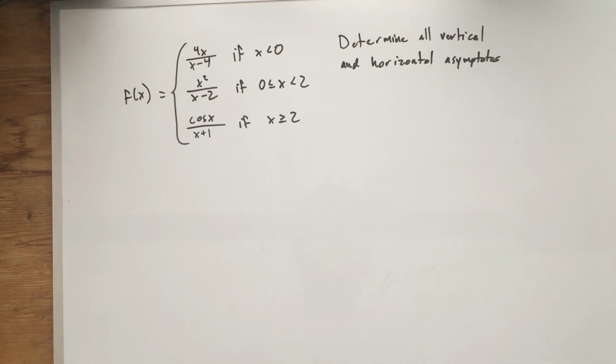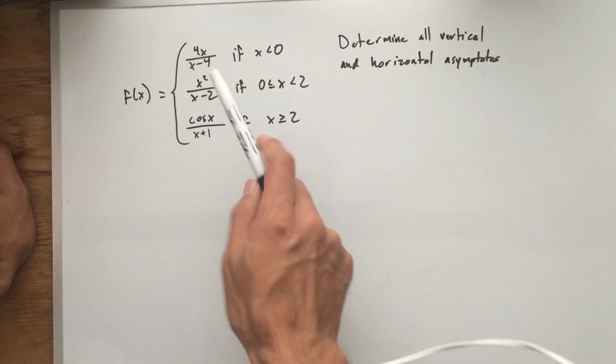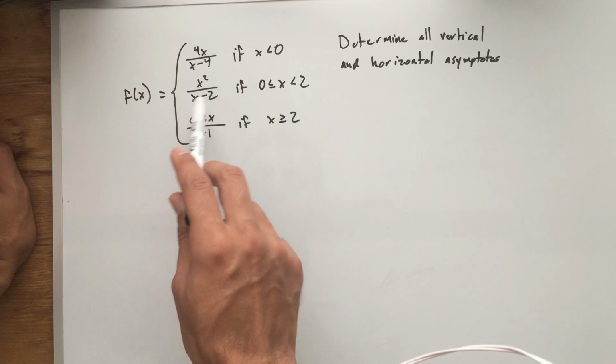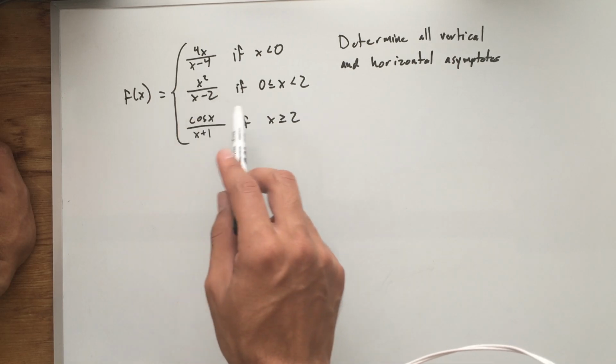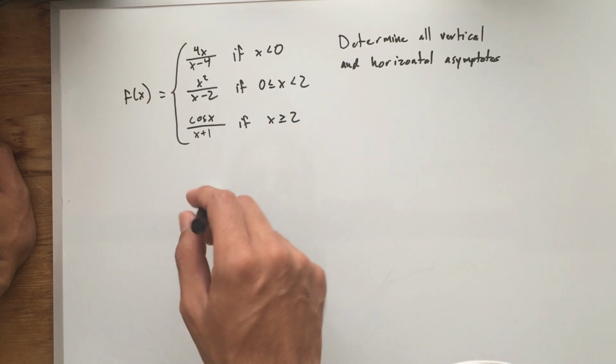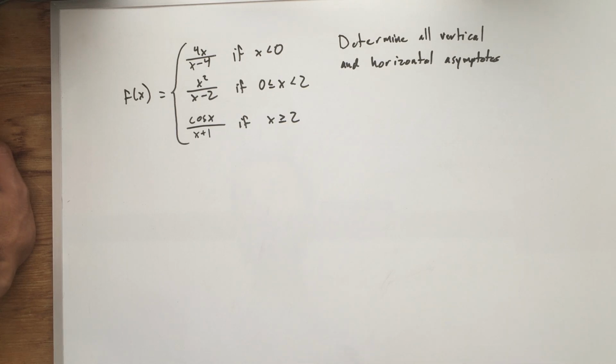In this problem, we want to determine all the vertical and horizontal asymptotes of this piecewise function. So f of x equals 4x divided by x minus 4 when x is less than 0. And then we have x squared divided by x minus 2 when x is between 0 and 2. And we have cosine of x divided by x plus 1 when x is greater than 2.